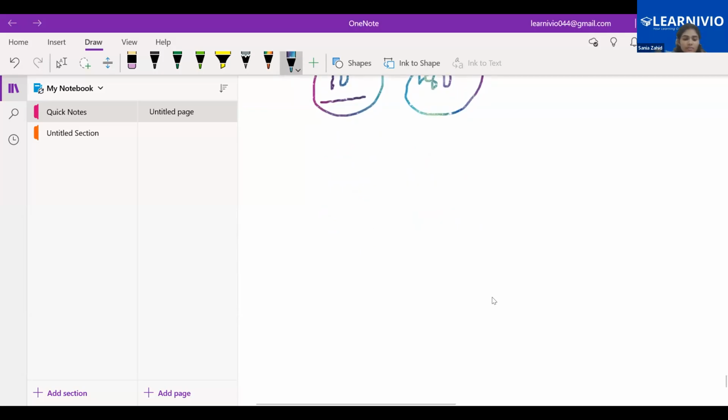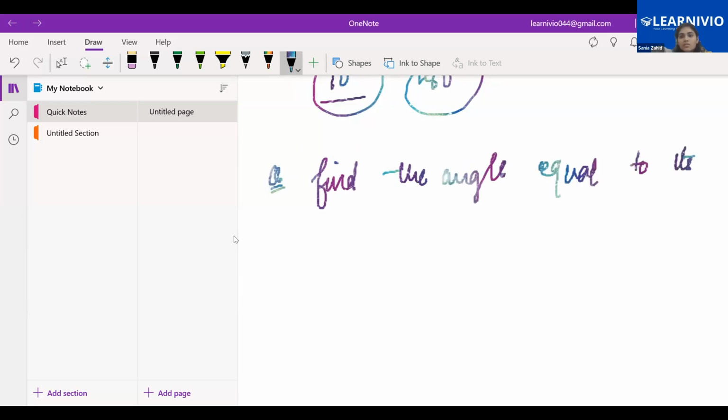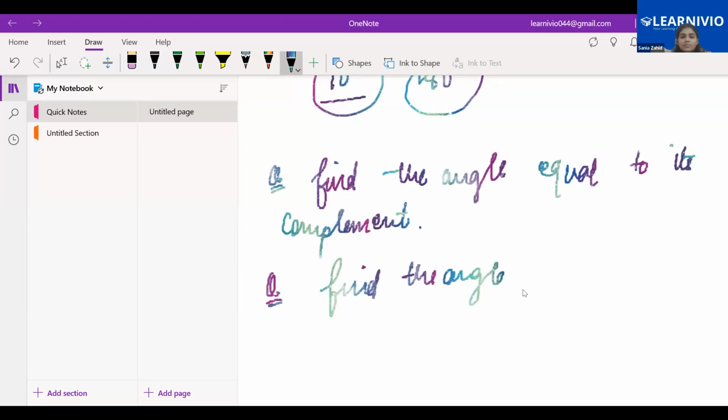Now we move ahead. Now I'll give you questions. Find the angle equal to its complement. And the next question is, find the angle equal to its supplement.